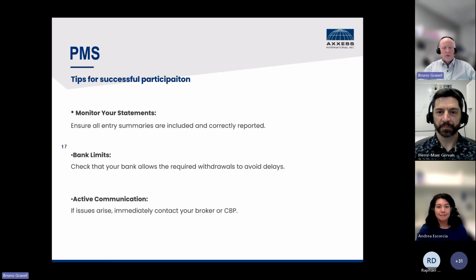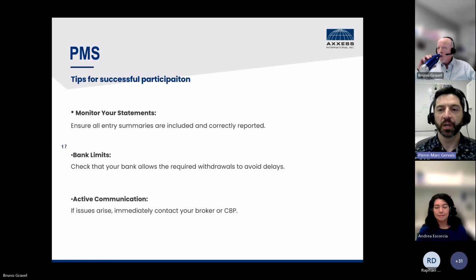Are there any tips for successful participation? Of course, Bruno. And the main one is to monitor your statement. So first, you want to make sure that all entry summaries are included and also correctly reported. So check your statements. The second one is for the bank limits that you might have. So check that your bank allows the required withdrawals to avoid any delays.